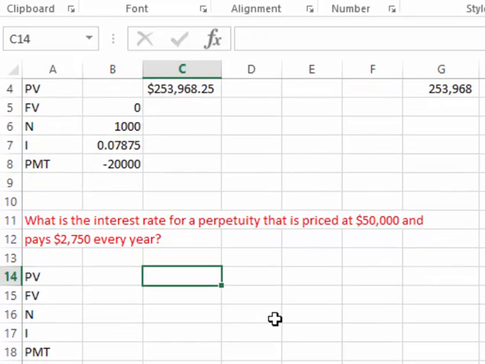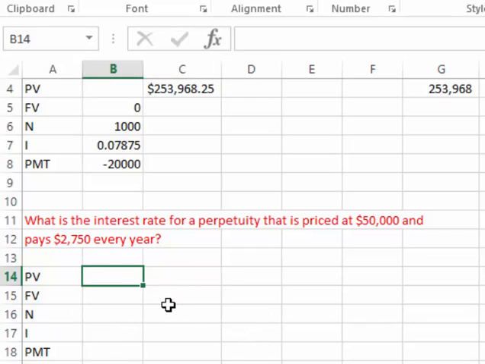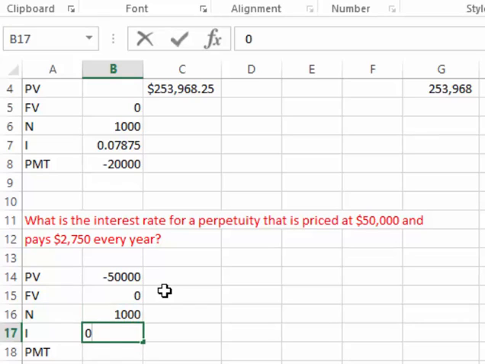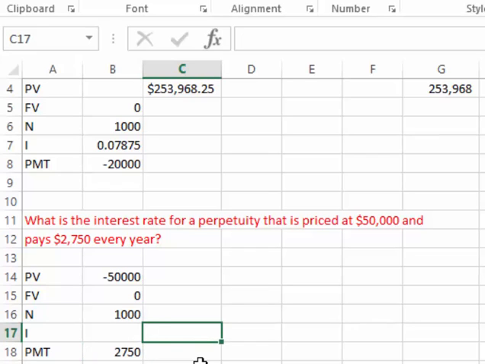Second question here, what is the interest rate for a perpetuity that is priced at $50,000 and pays $27.50 every year? So I'm going to put in my inputs here, $50,000, and I'm going to put a negative because it's priced at that, we're going to have to pay $50,000 if we want to receive these future cash flows of $27.50 every year. Future value is 0. The number of periods, we're going to again make it arbitrarily long. The payments are $27.50 every year, and we're going to solve for the rate.